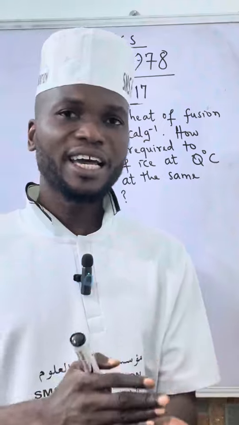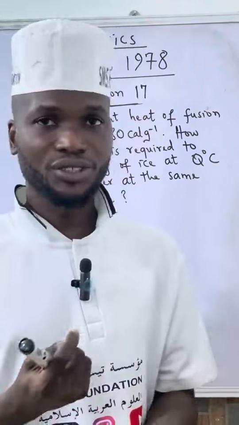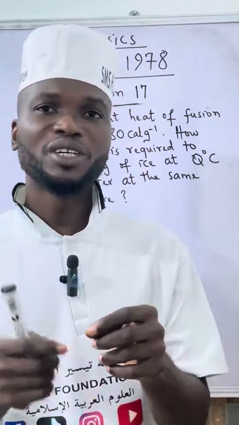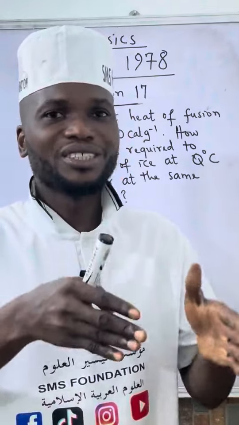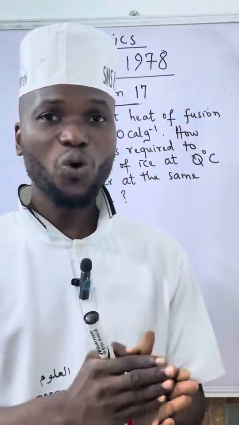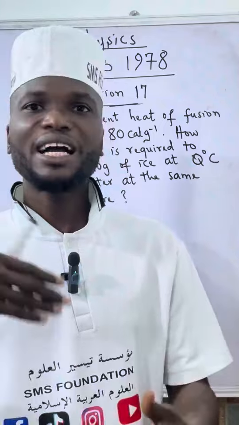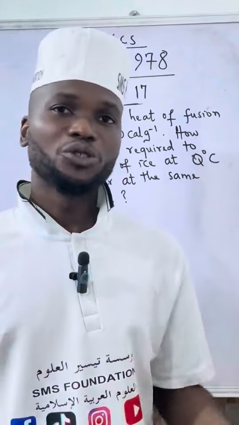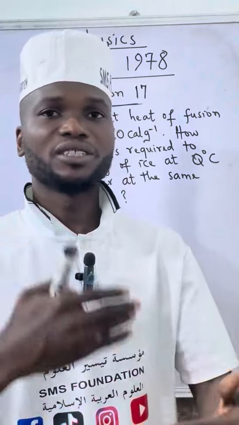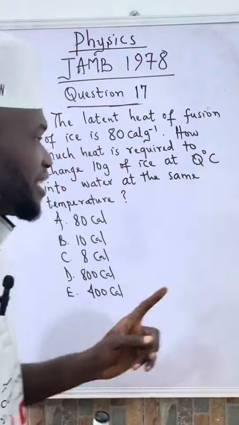The melting point of ice is 0 degrees Celsius. So it will melt from ice to water, still maintaining that 0 degrees Celsius, completely to water at 0 degrees Celsius. Then, after completely melting to water, if you still apply more heat, that's when the temperature starts increasing again. But for this question, this is a direct question.